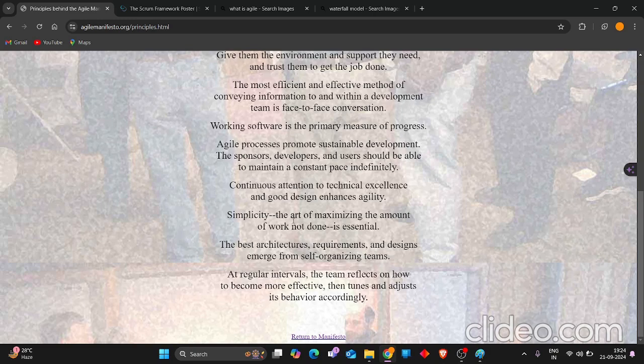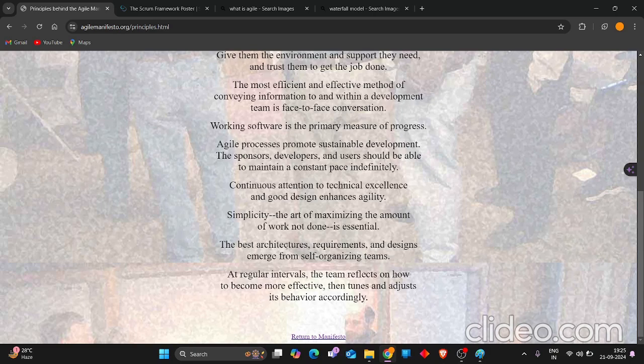Simplicity, the art of maximizing the amount of work done, is essential. The art of maximizing the amount. Like in a short time, the people should do more work and let the software happen faster.